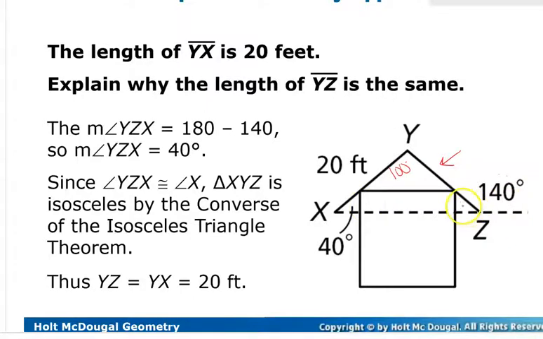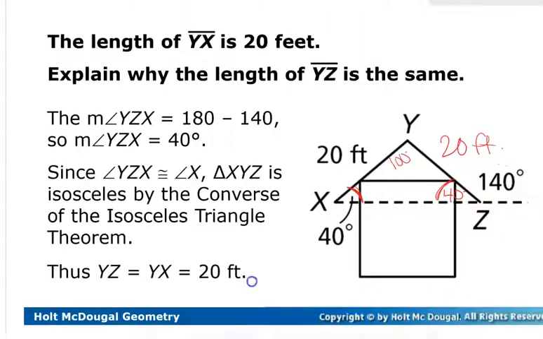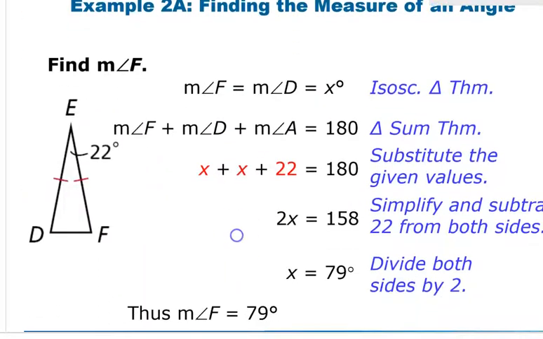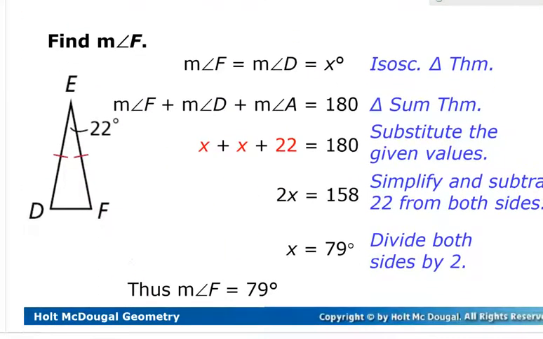And then to find our final angle here, we know the whole triangle is 180, or you could use a linear pair here, and you should get 40 here. Now, since these two angles are the same, they're both 40, by the converse of the isosceles triangle theorem, we can conclude that this side is also 20 feet, and you can write that all out. This is how they wrote it, but I just talked about it. There you go.